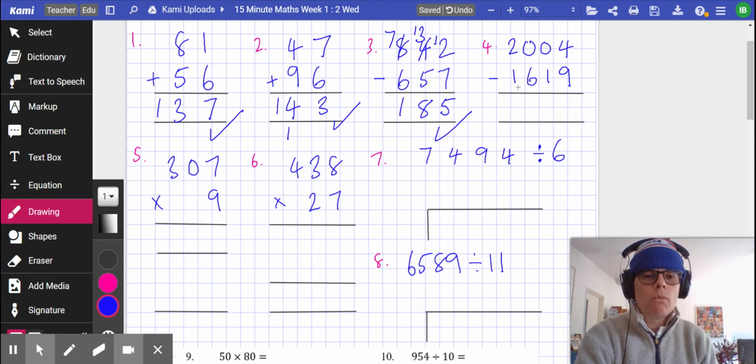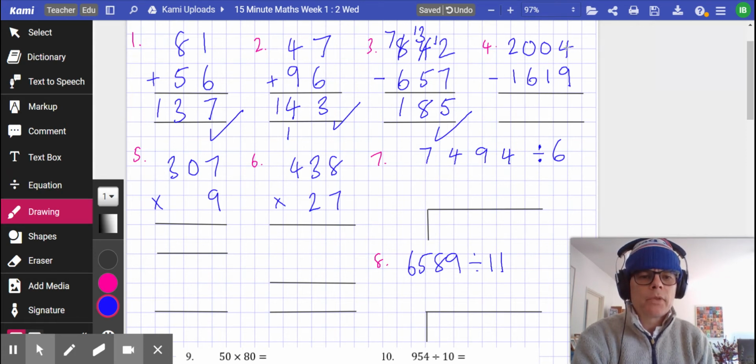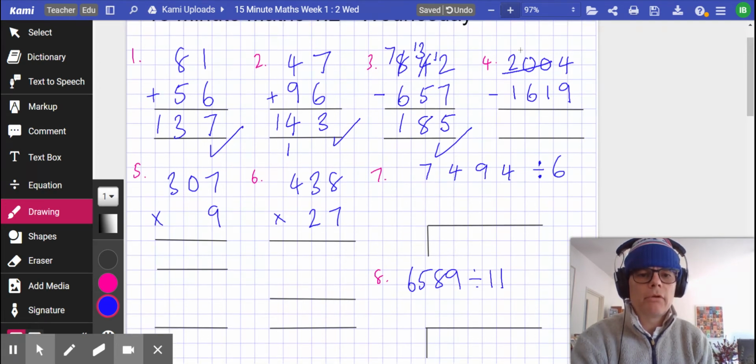2004 take away 1619. Bit of a trickier one now I've put in for you. Look, 4 take away 9 you can't do. You can't borrow from the tens. There's no tens to borrow from. There's no hundreds to borrow from. You've got to borrow from all of this lot. So you're going to borrow 10. There are 200 tens there. 200 tens. If you borrow one of them, it will leave how many? How many tens will be left over?